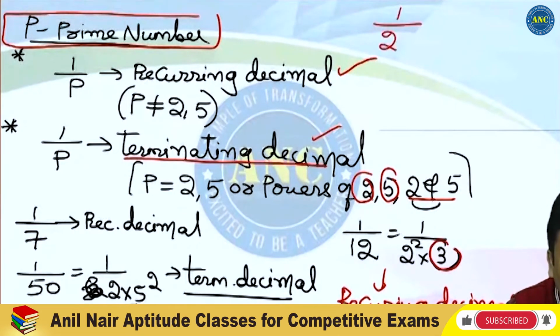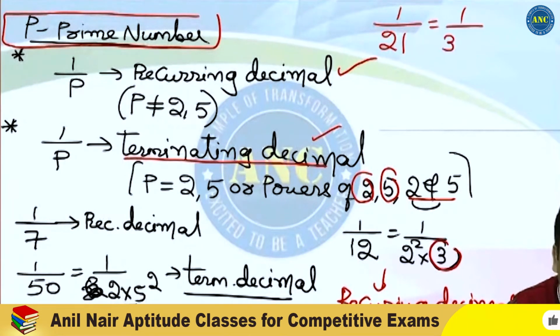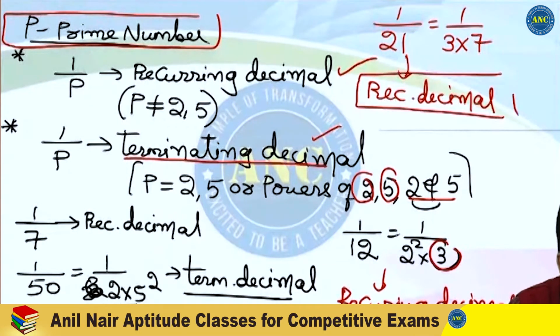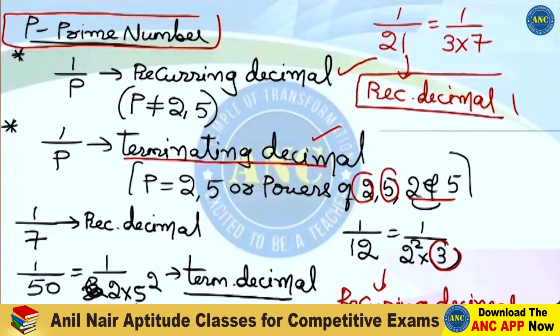1 by 21. It is 3 into 7. The denominator has primes other than 2 and 5, so this will give you a recurring decimal. I hope the idea is clear, right? Most of these concepts you will not find in the regular textbook, and you know it very well.